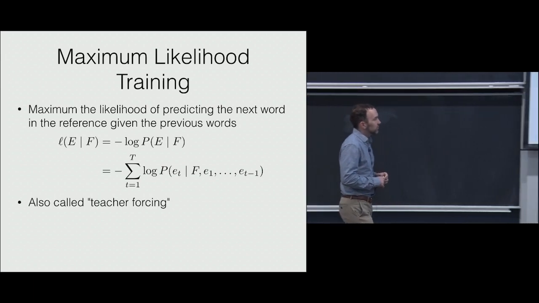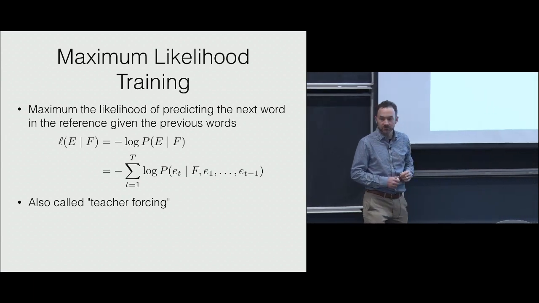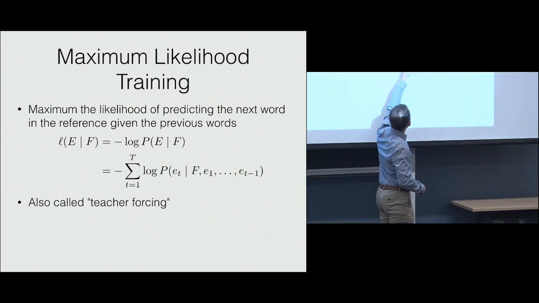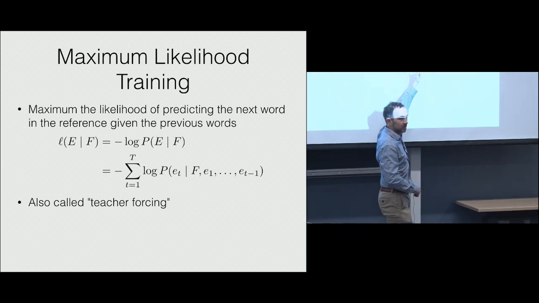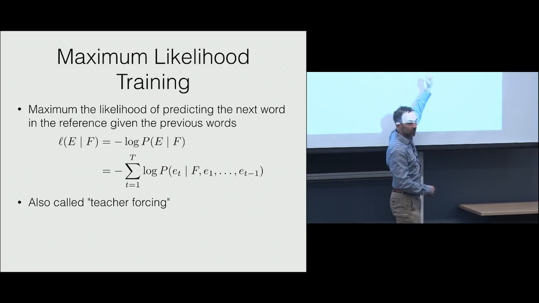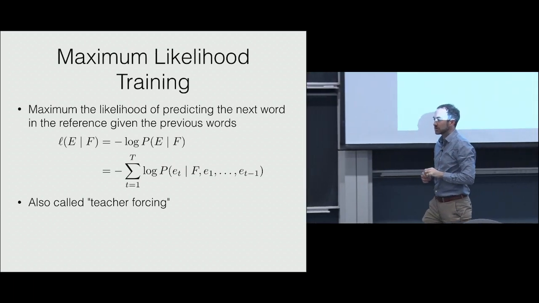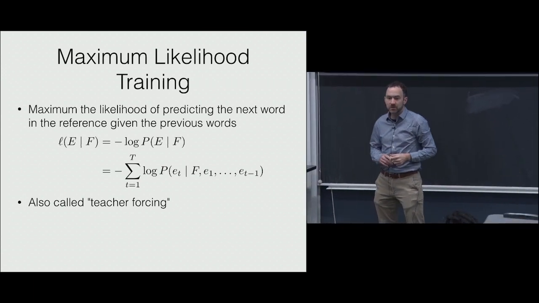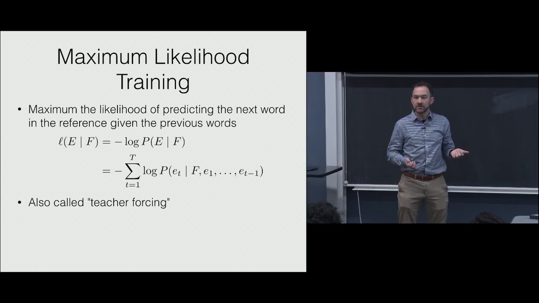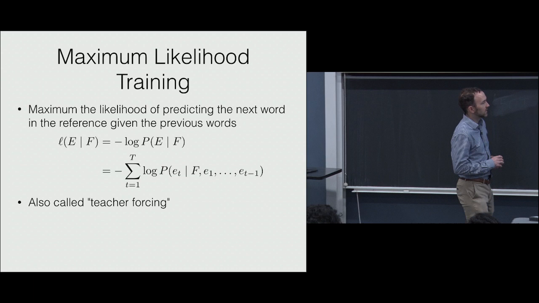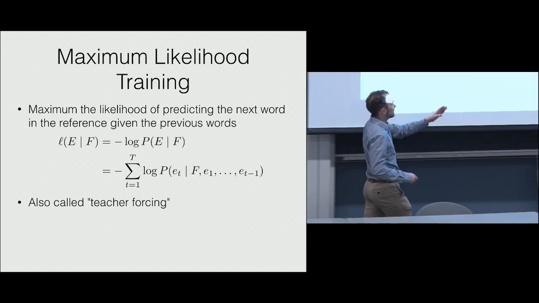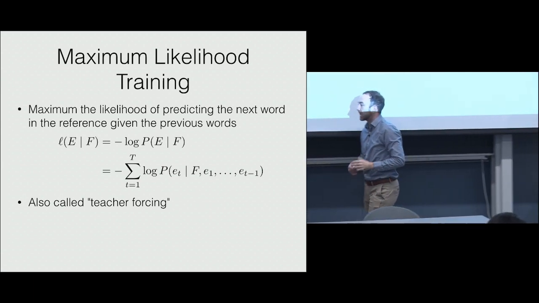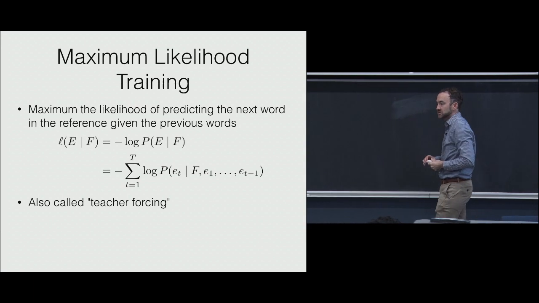This way of training models is also called teacher forcing, and the reason it's called teacher forcing is basically every time we predict the next word in the true output, we are inputting the correct word of the previous output. And this is in contrast to what we do at testing time, because at testing time, we don't know the correct output, right? So there's no way we can feed in the correct E1 through ET minus 1. So we're not actually going to be able to calculate this quantity when we're actually generating outputs.